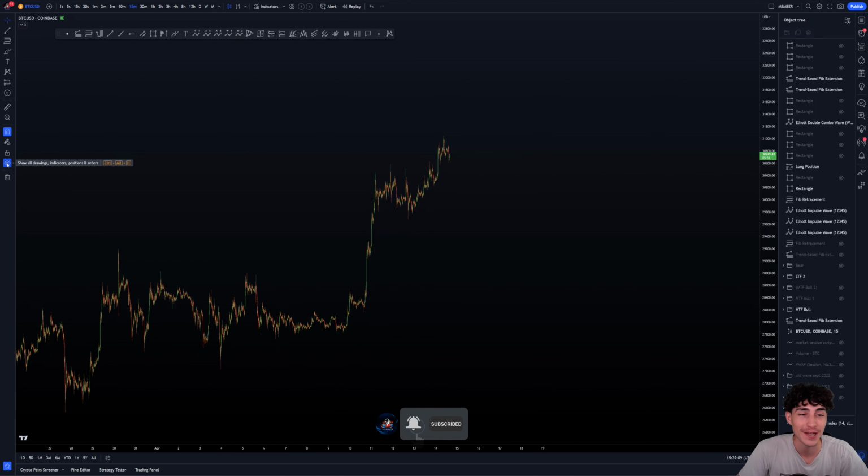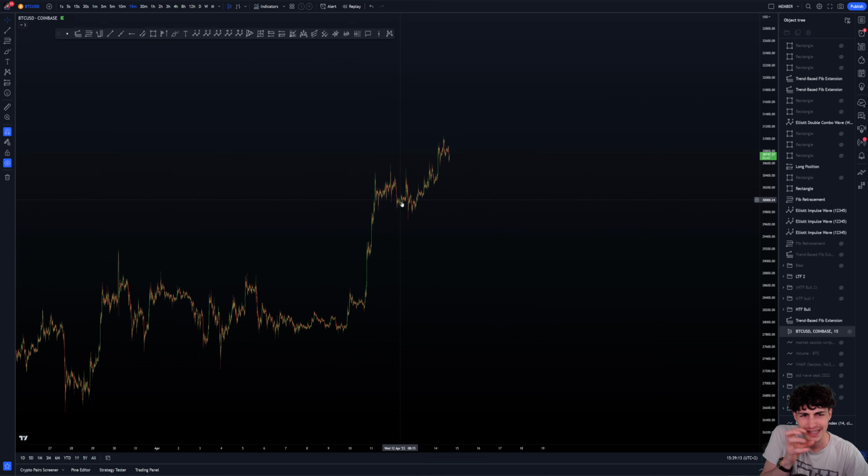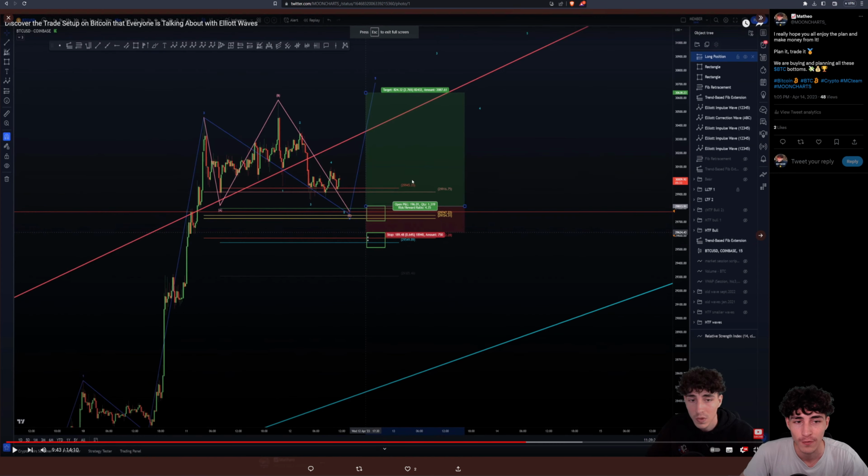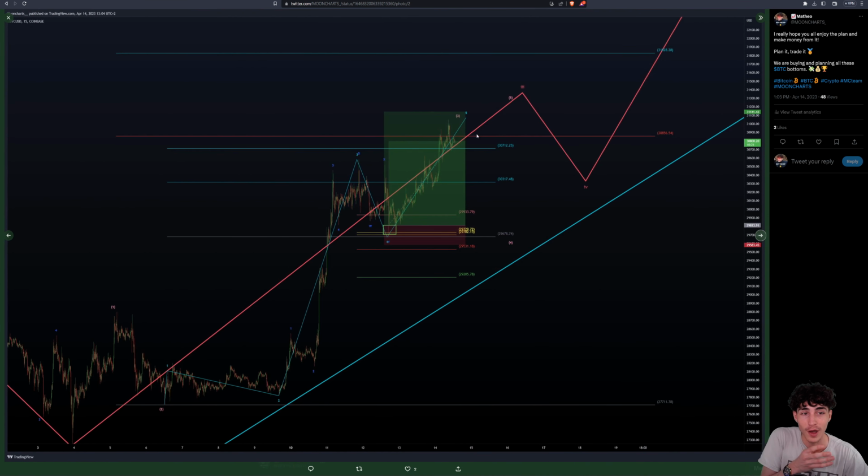And yes, we're going to update Bitcoin. We were able to plan this very nice bottom here in the last update. Not the exact same wave, but the target for the longs was the exact same ones. If you go here on Twitter, for example, this was the first long target we were planning in the last update, and the second long target here. And as I promised, the title was Discover the Trade Setup on Bitcoin that everyone is talking about with Elliott Waves. So yeah, pretty cool. It went into our target and we got the bounce here that was now the bottom.